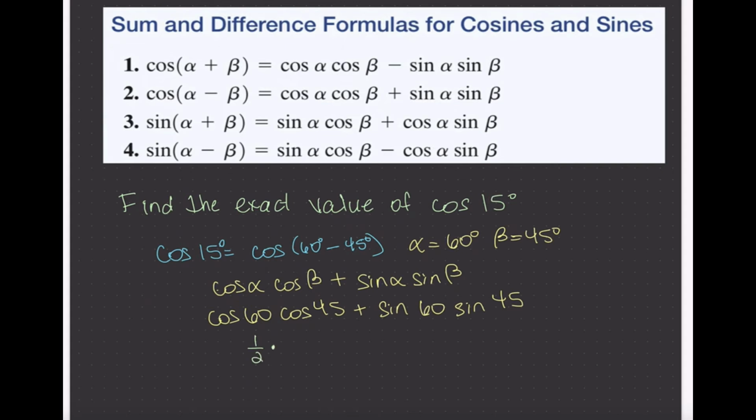Times, now I need to find my cosine value at 45. Well, at 45 degrees, we know it's square root of 2 over 2, right? Plus, now I have to jump over to my sines, which are my y values. So what is the sine of 60, or that y value at 60 degrees? I think I hear somebody in the back. Square root of 3 over 2. And what is the sine of 45? Square root of 2 over 2.